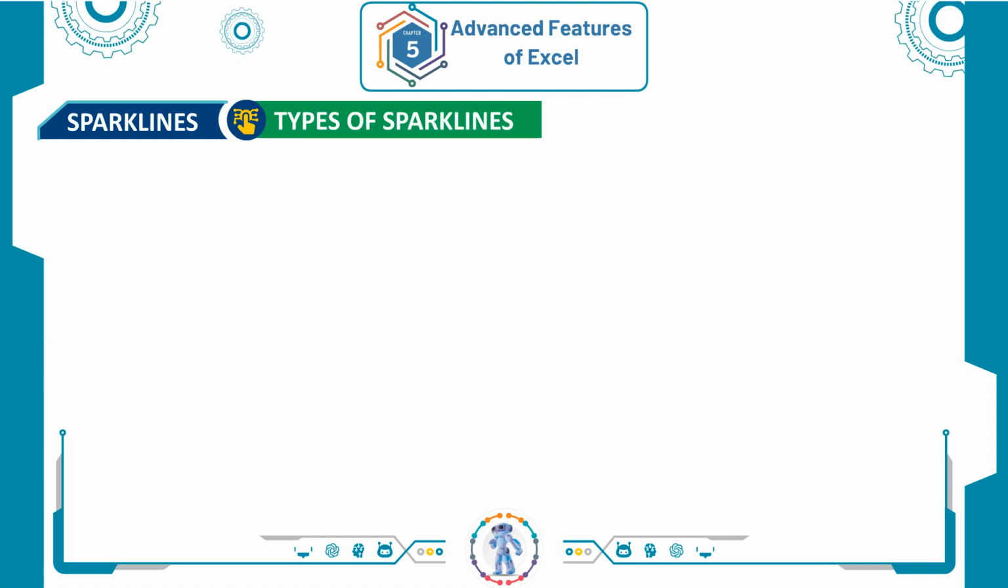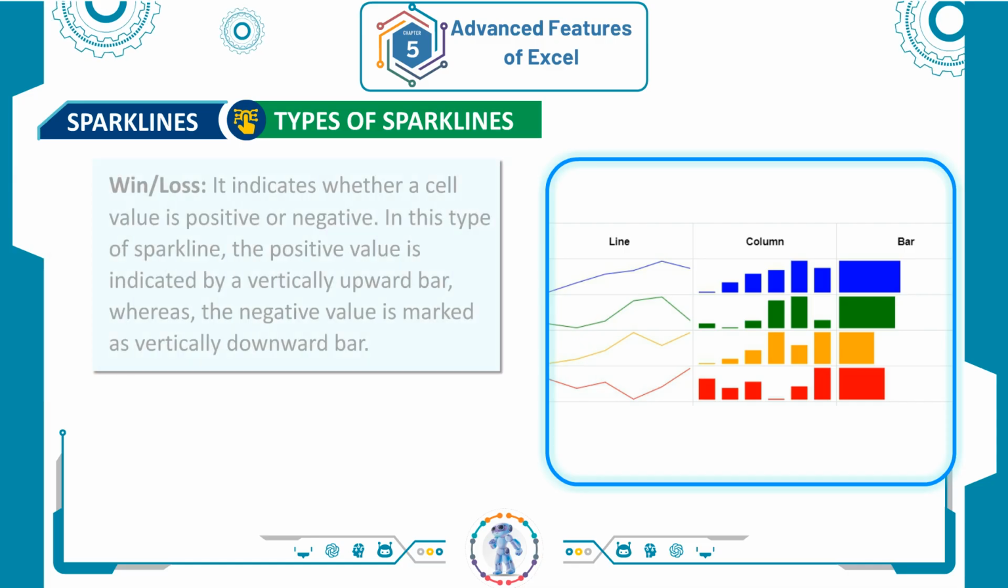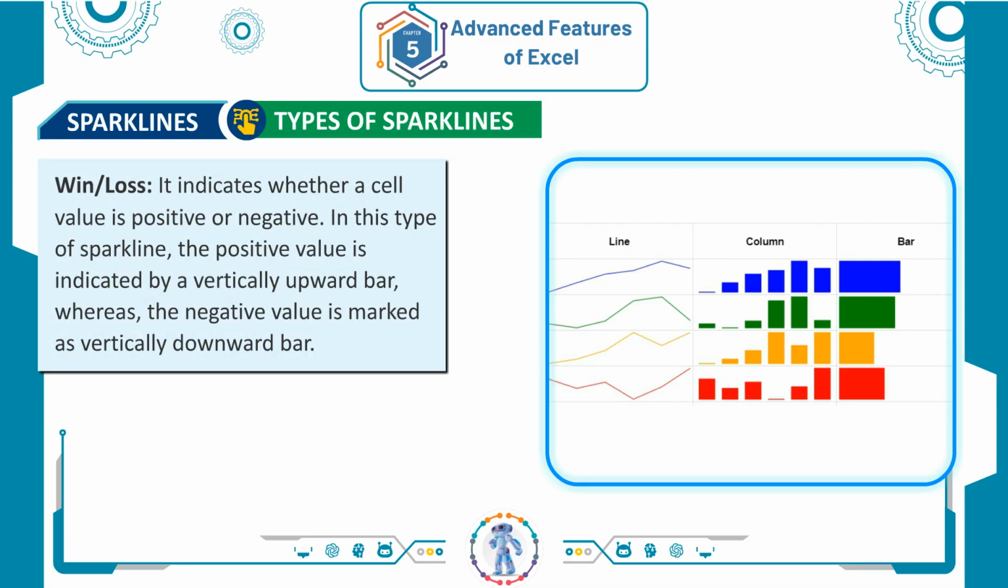Types of sparklines. Excel offers 3 types of sparklines, which are as follows. Line: it is the mini version of a standard line chart. Column: this sparkline is the mini version of a standard column chart. Win-Loss: it indicates whether a cell value is positive or negative. In this type of sparkline, the positive value is indicated by a vertically upward bar, whereas the negative value is marked as a vertically downward bar.